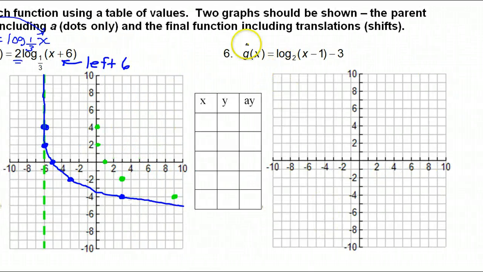Number 6, same type of thing. So we start with -2, -1, 0, 1, and 2.